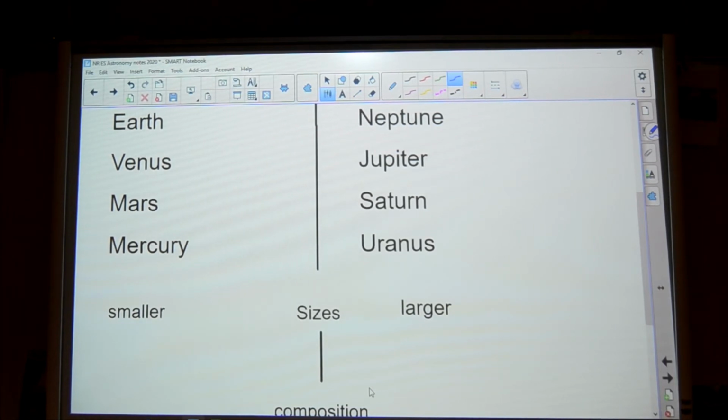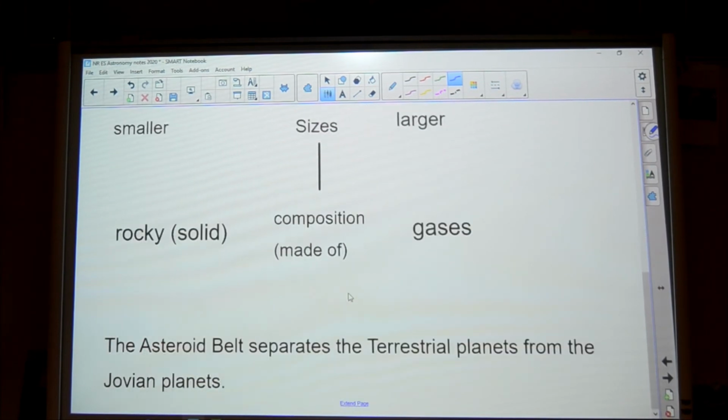Composition-wise, if I'm looking at my Jovian planets, they're gaseous. If I look at my terrestrial, which means land, they're rocky. In between my terrestrial planets and my Jovian planets, or in between Mars and Jupiter, is where my asteroid belt is. All right, the asteroids that are actually orbiting the sun, or orbiting between Mars and Jupiter.